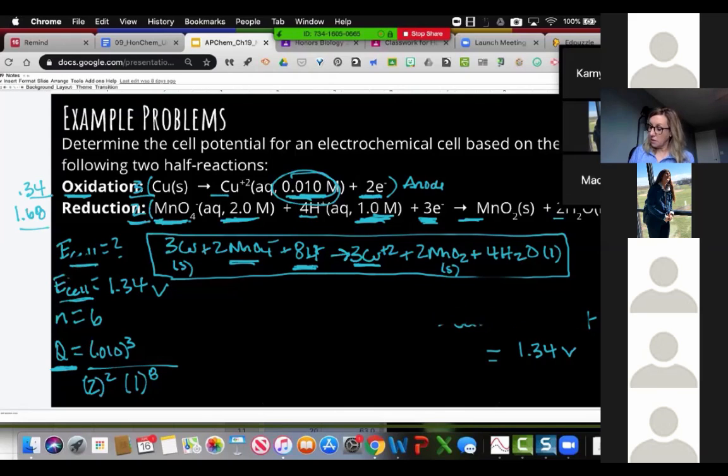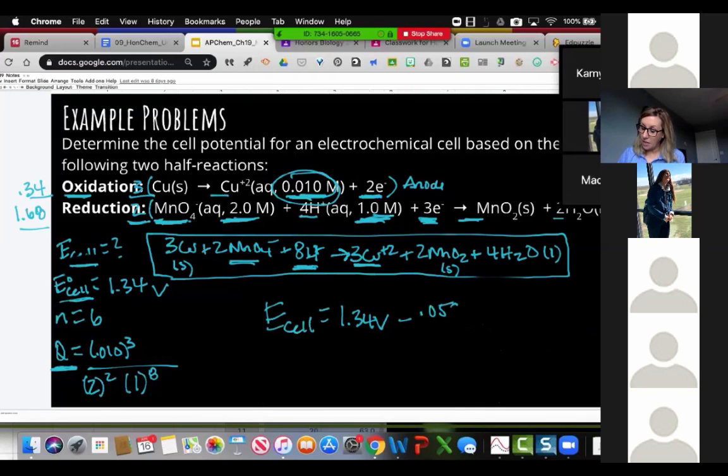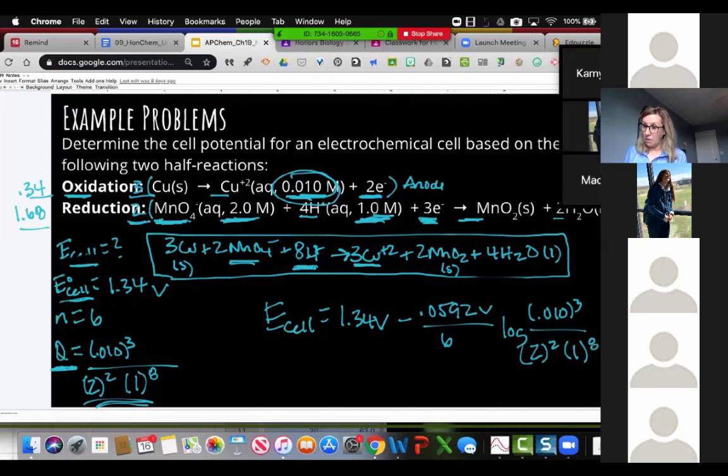So I'm going to erase this. Then we're going to go back to that original equation. So E cell is my E standard, which I calculated as 1.34 volts, minus 0.0592, that's part of the equation, over moles of electrons, so 6 moles of electrons, log Q, which I'm just going to sub this whole thing in here, 0.010 to the third over 2 squared times 1 to the 8th.